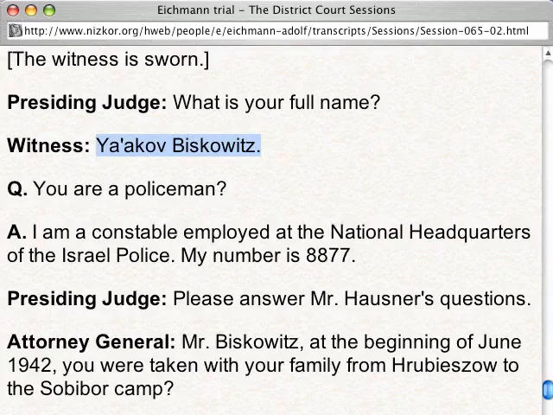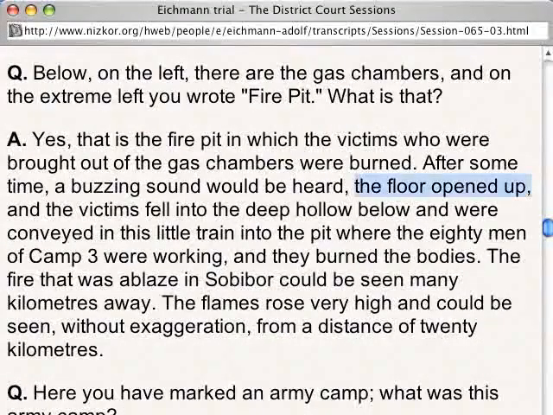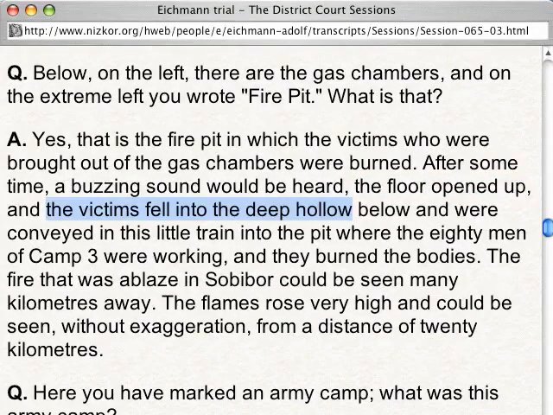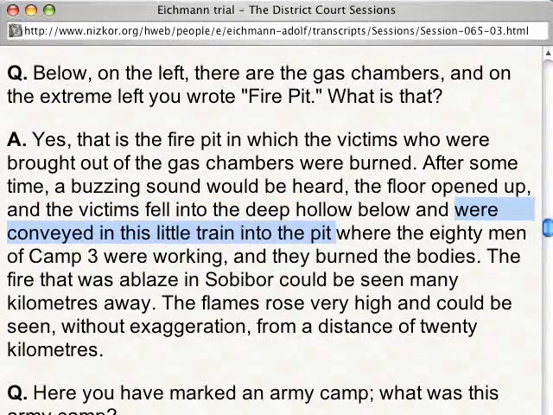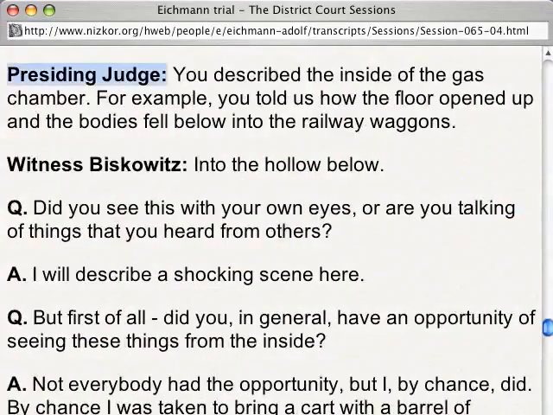Yakov Biskowitz testified for half an hour, and then the judge asked him for some clarification on the collapsing gas chamber floor, which Biskowitz had casually mentioned. The judge likely knows that's not part of the accepted story and tries to make a save by hoping Biskowitz will say the floor is something he didn't personally see, he just heard about.